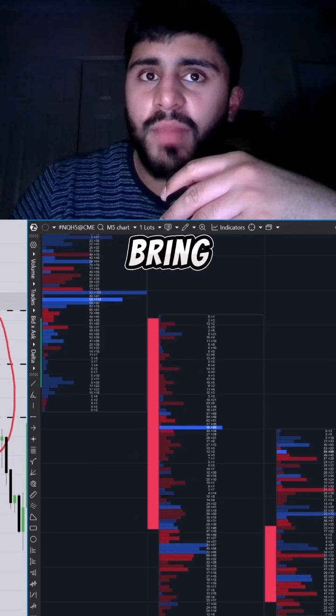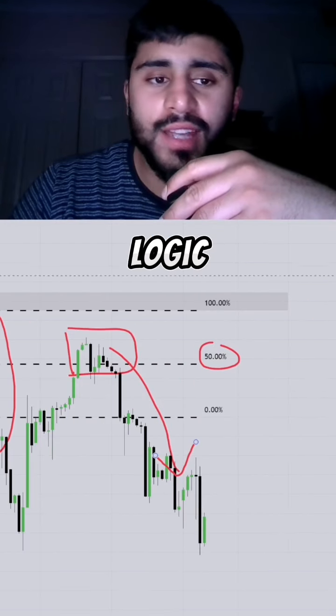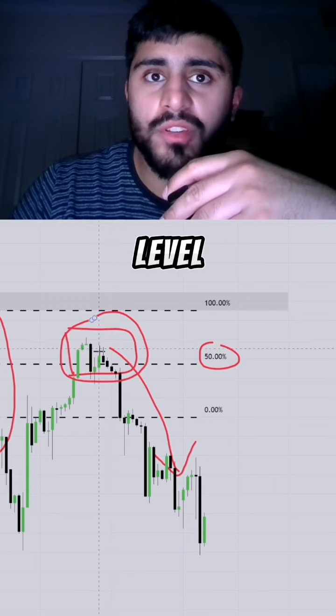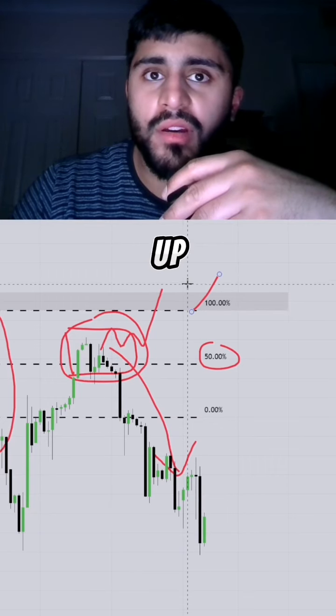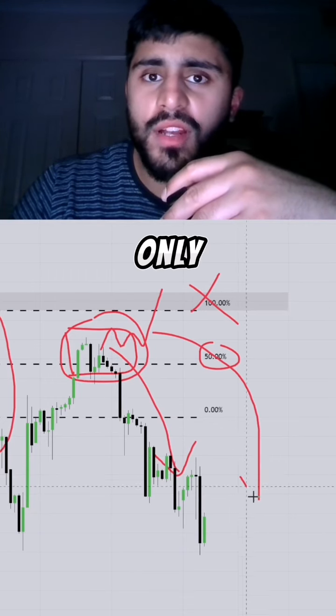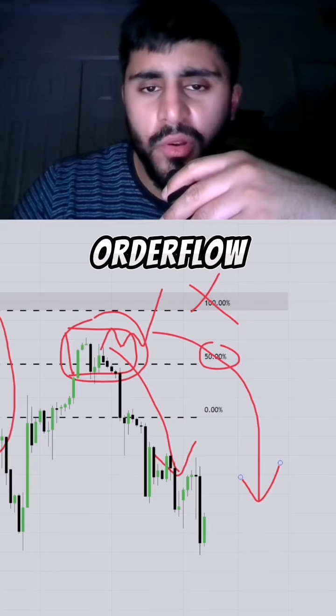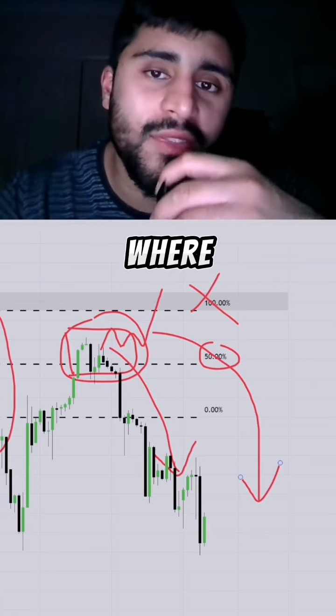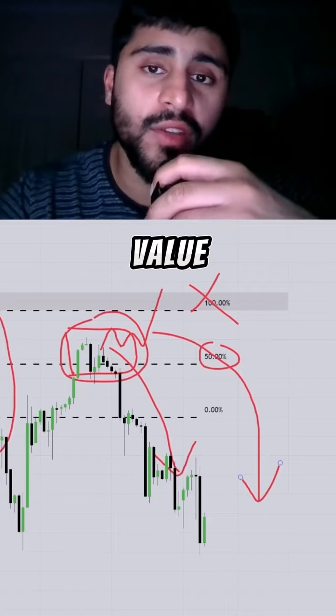So when you bring this back into regular logic, right? Logic tells me as a trader that if we have so many buyers at this level, but the market fails to move up, it can only really move down. So whenever you see order flow and footprint charts, just remember that the volume is what will determine where the markets will move, not the fair value gap itself.